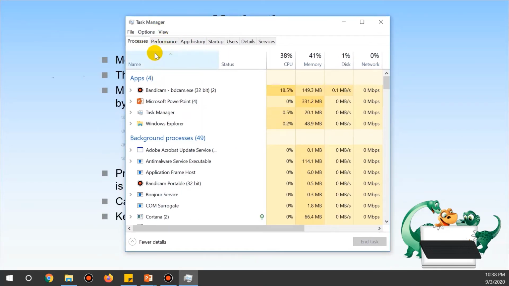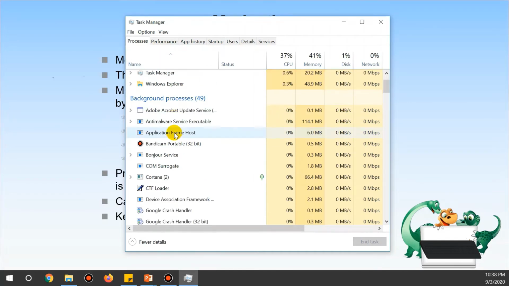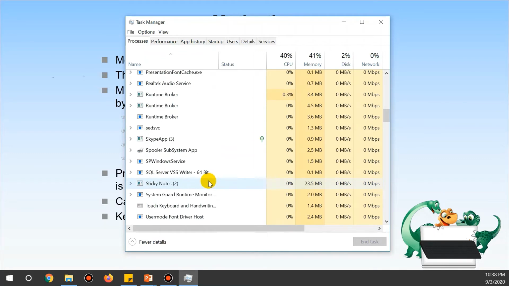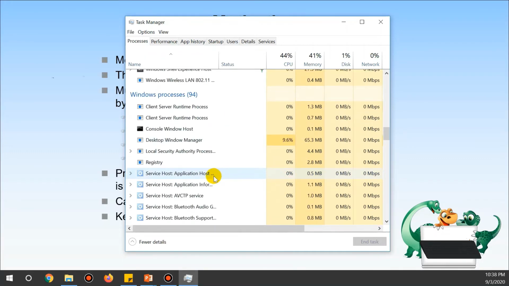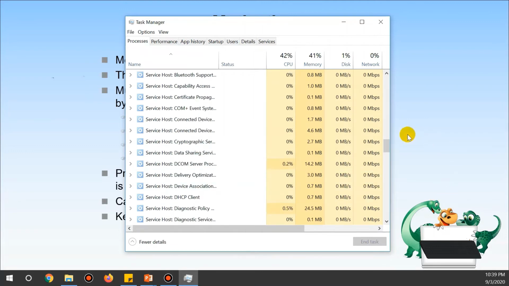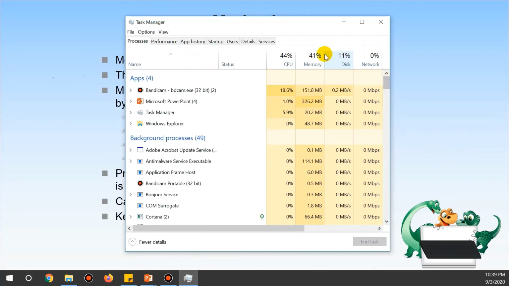Of course we have the processes running here. Basically you'll have the background processes and some foreground processes running, or the Windows processes. These are the resources allocated to each of the processes.